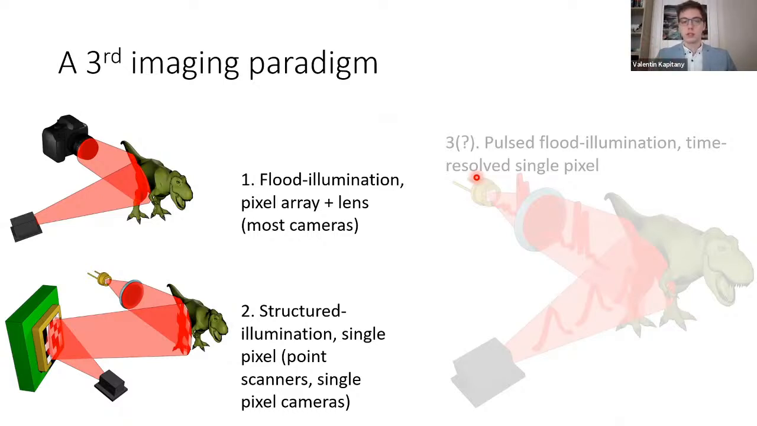So normally when one thinks of imaging, one thinks of flood illuminating a scene and then redirecting the reflected light using a lens onto a pixel array. So this is what cameras do.